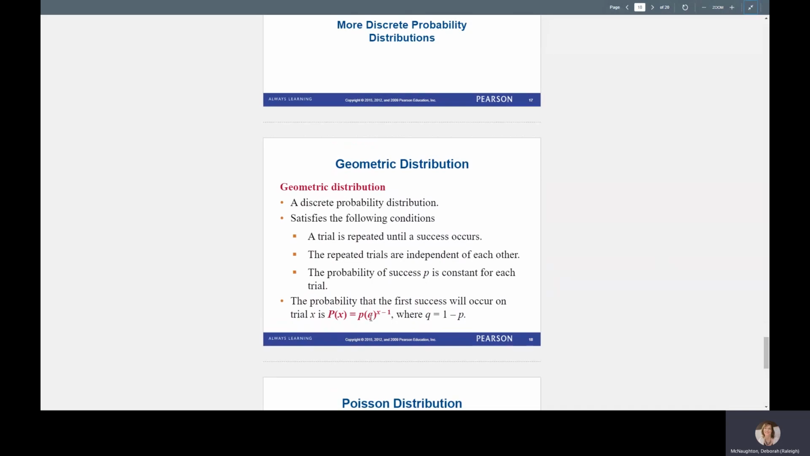So the first trial that my success can occur on is trial 1. It cannot occur on trial 0. So the values of X range from 1. The values it can take are 1, 2, 3, 4, 5, 6, 7, and it goes on forever, right? So the first success could occur on the 1,000,000th trial. It's unlikely, but it goes on forever.